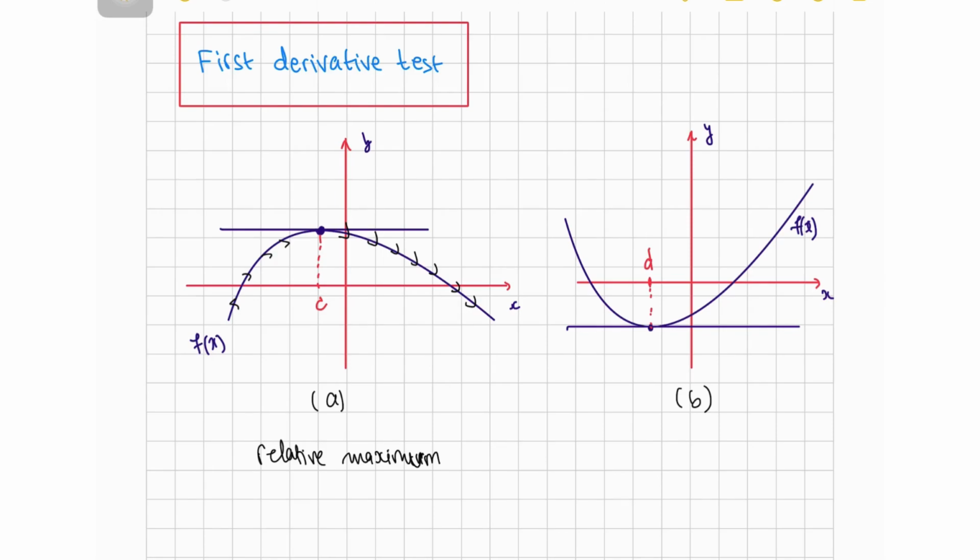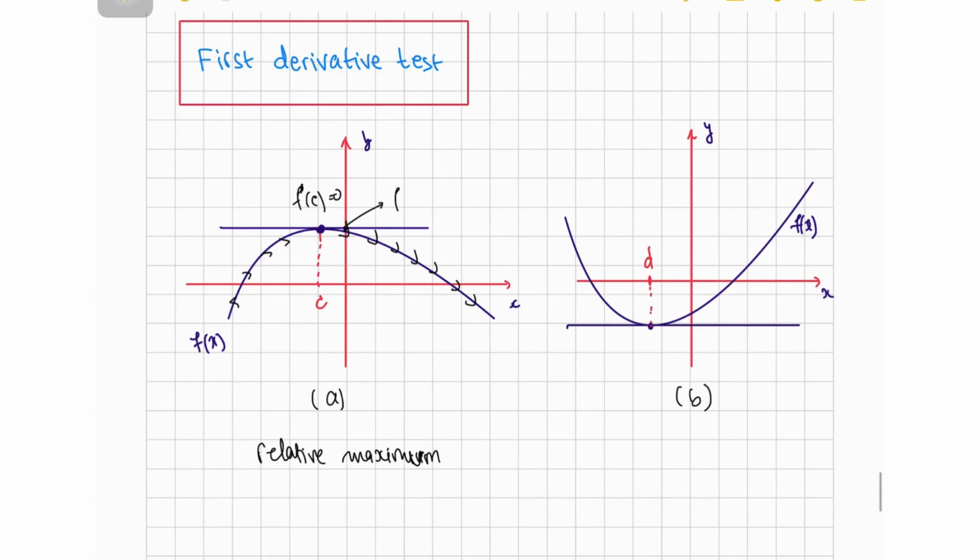And you can see that there is a horizontal tangent, so that means that f prime of C exists, and f prime of C, the first derivative, is 0. F of C doesn't need to be 0, so this is f of C. So C, f of C is the relative maximum point.